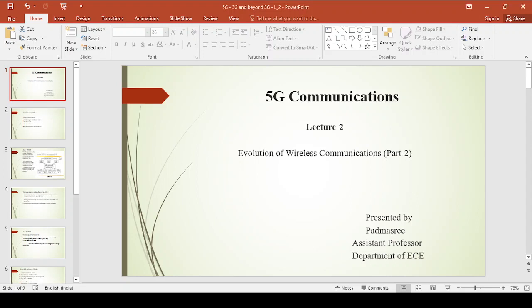Now, coming to lecture 2. This is the evolution of wireless communication extension. In the previous lecture, we saw how 1G has evolved into 5G. That means in which year 1G evolved, in which year 2G evolved, in which year 3G evolved, and so on. The existing one is your 5G communication, right? These details we saw under lecture 1.